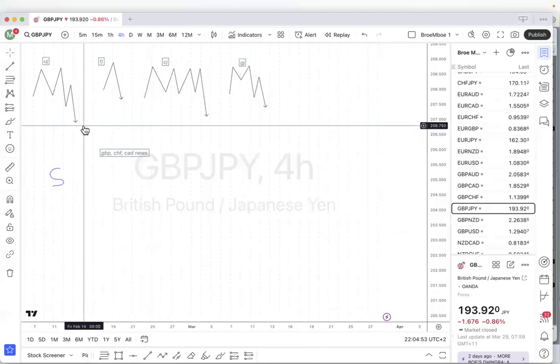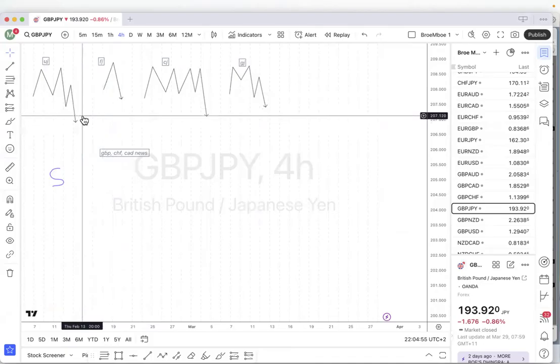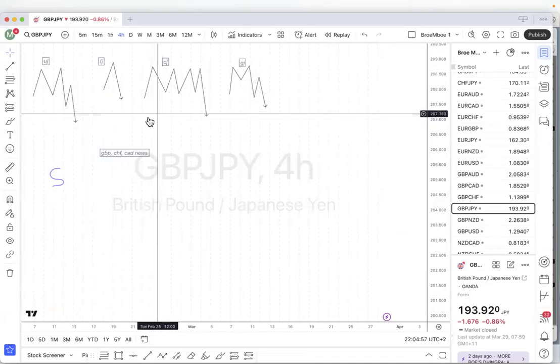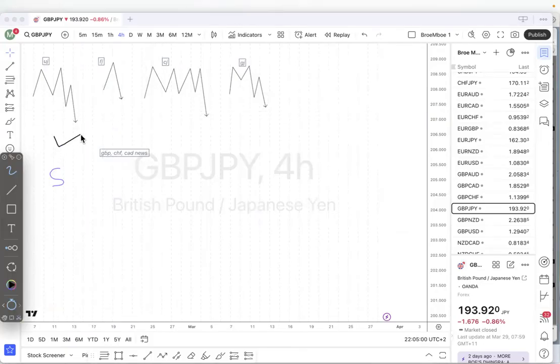Which one has a clear setup? In this case, you can see that this one has a clear setup, that one has a clear setup. This one, you can tell we're still yet to form a second leg. This one, you can tell it's just a consolidation and we are not sure whether it has formed a peak formation or not. It's just a consolidation and nothing else.